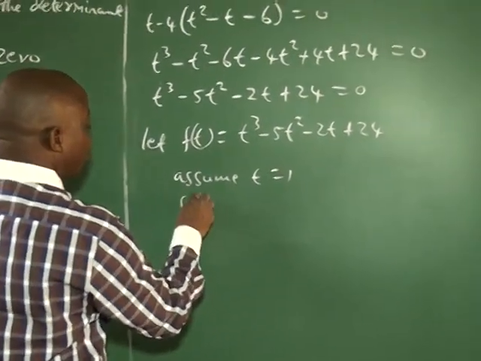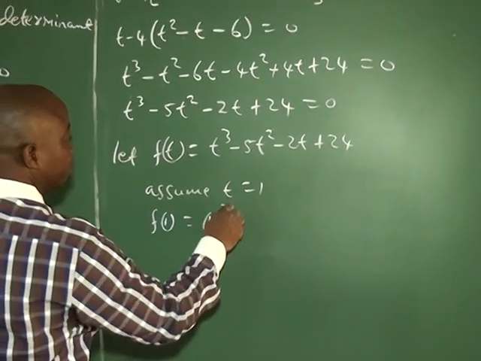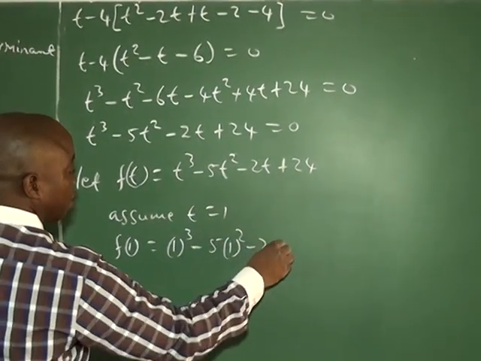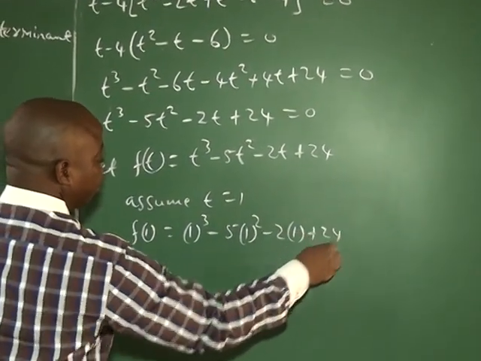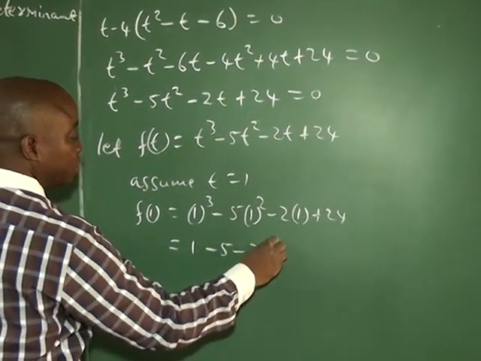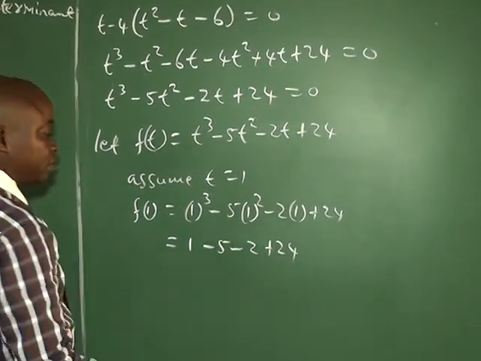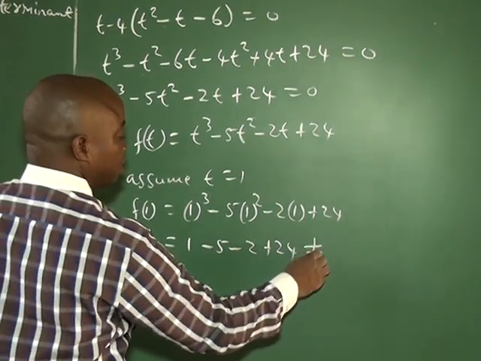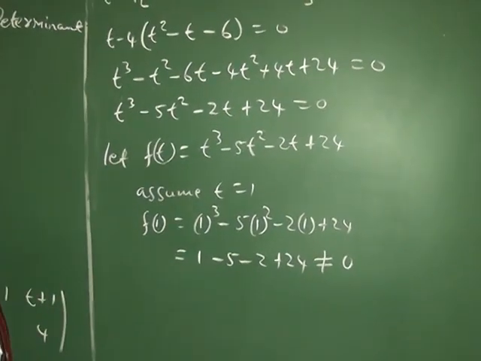We have f of 1 equal 1 cubed minus 5 times 1 square minus 2 times 1 plus 24. And that gives us 1 minus 5 minus 2 plus 24. And this is 25 minus 7, which is not equal 0.